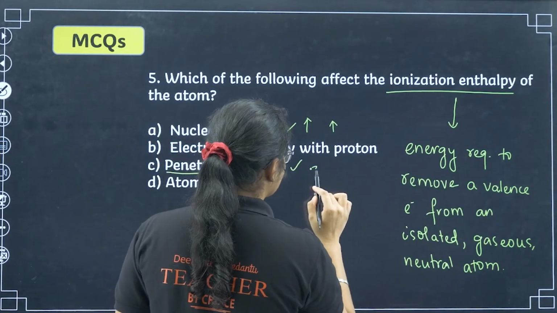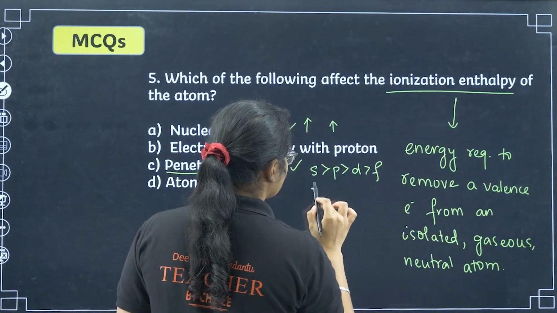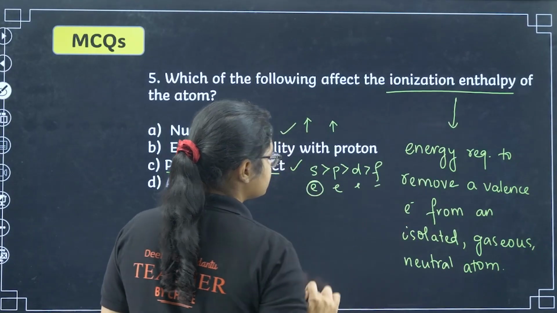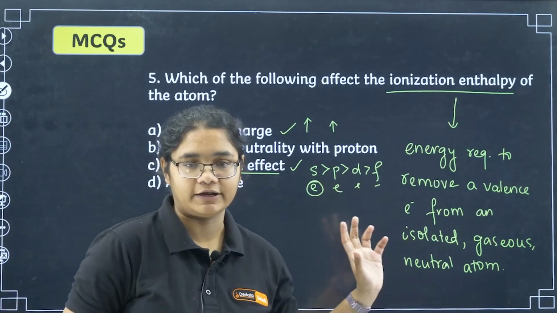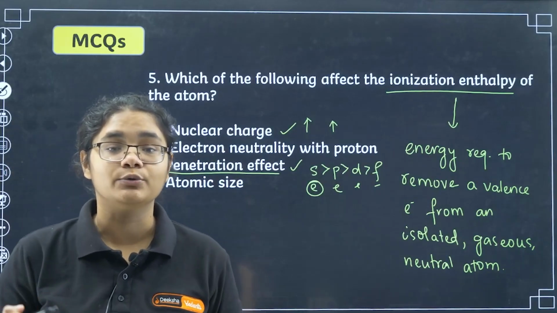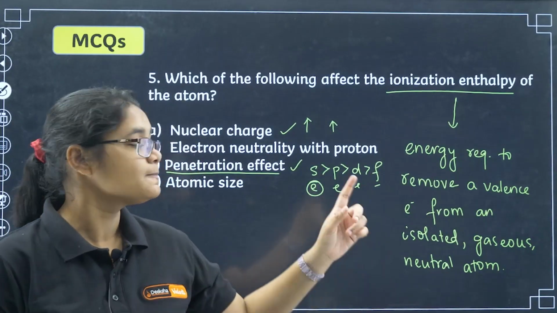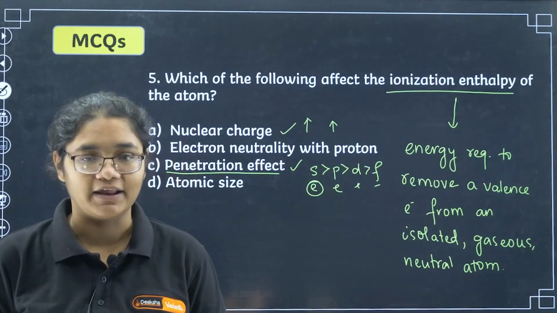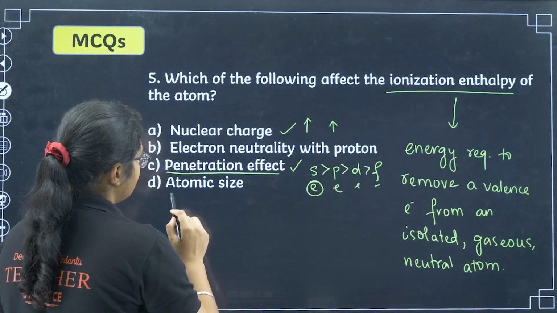So we know that s is more penetrated than p, than d, than f. If one electron is present here, this is closer to the nucleus. For example, you consider 4s, 4p, 4d, 4f electrons. 4s electrons are more penetrated, closer to the nucleus. So removing 4s electrons will be more difficult as compared to removing 4f electrons. So penetration effect definitely also has a role.